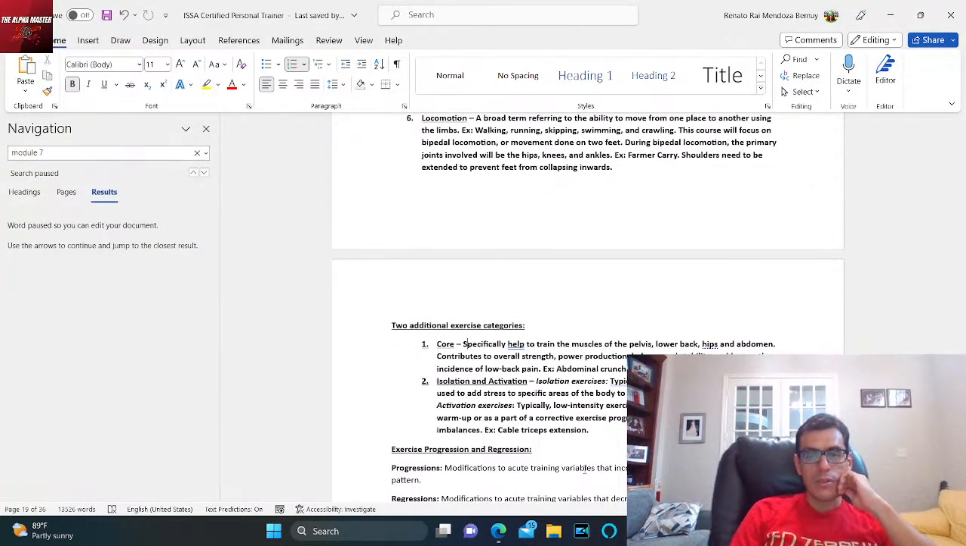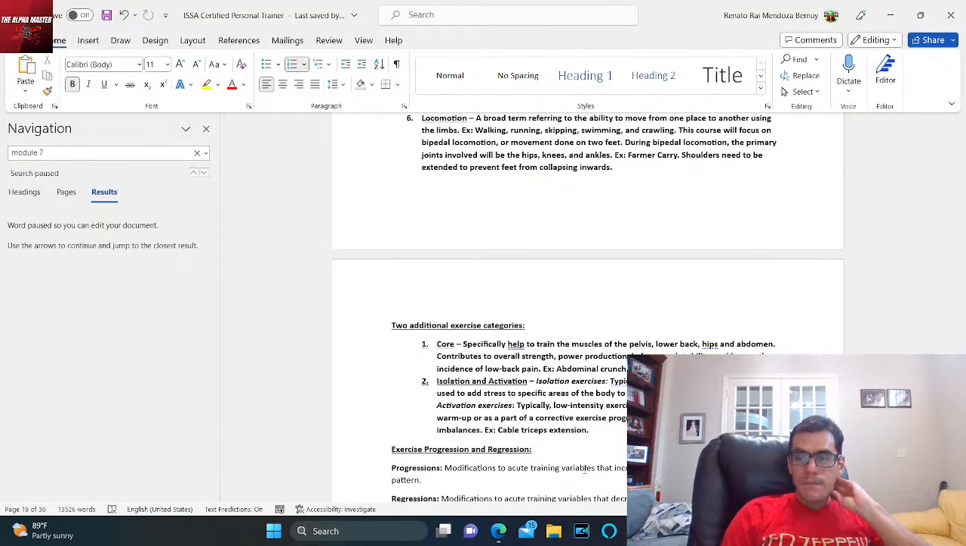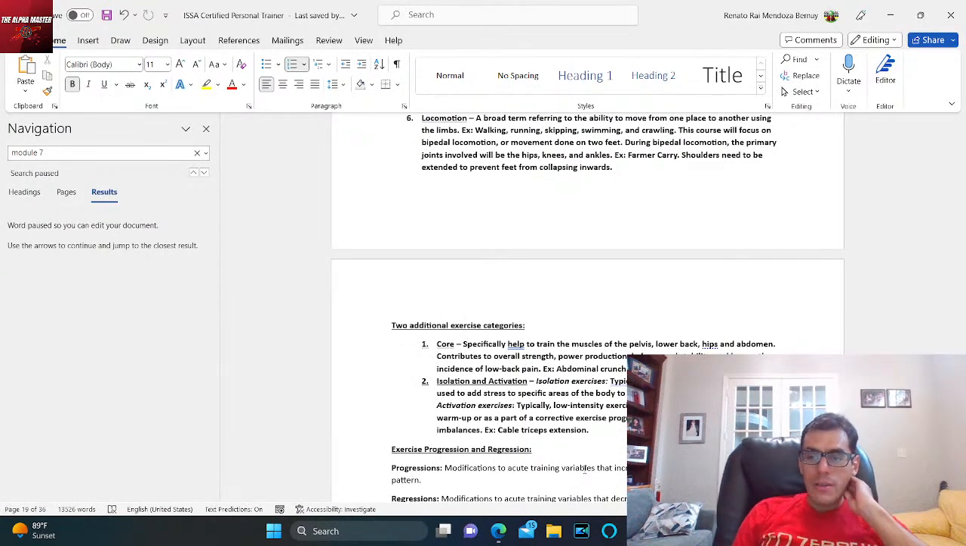Two additional exercise categories are going to be core, which specifically helps to train the muscles of the pelvis, the lower back, the hips, and the abdomen. It contributes to overall strength, power production, balance, and stability, and lowers the incidence of low back pain. An example is going to be abdominal crunches.